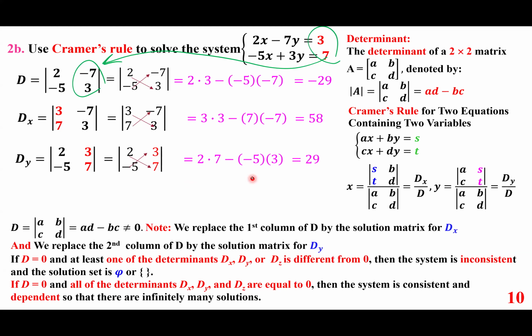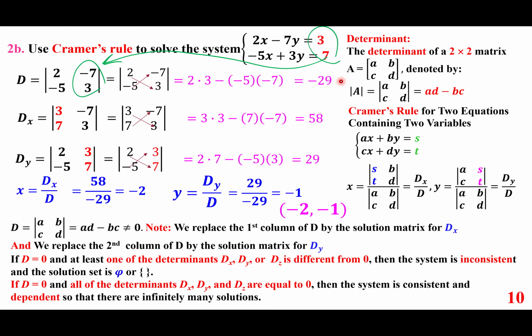And so X is D sub X over D. 58 over negative 29 is negative 2. Y is D sub Y over D. D sub Y is 29 over negative 29, which is negative 1. And that's exactly what we had in the first place. So it's pretty straightforward. I hope everybody's okay with this.